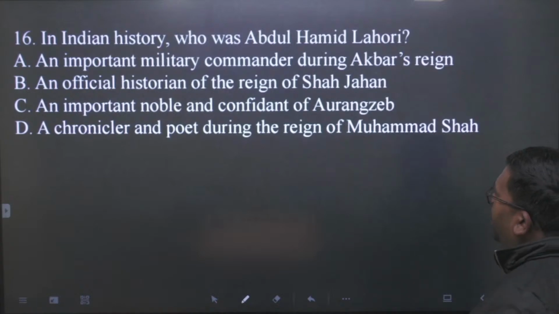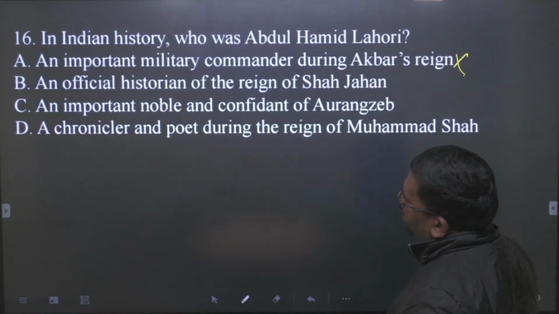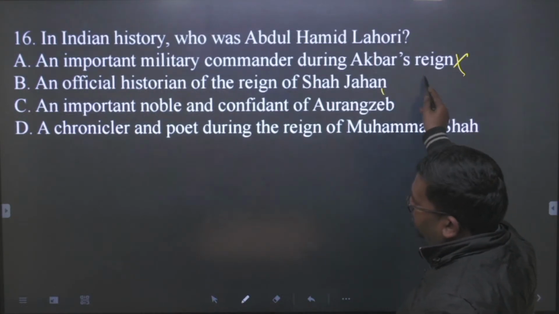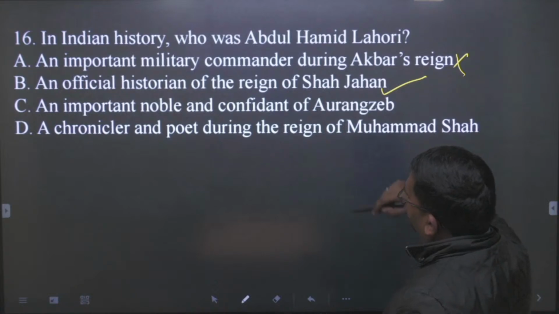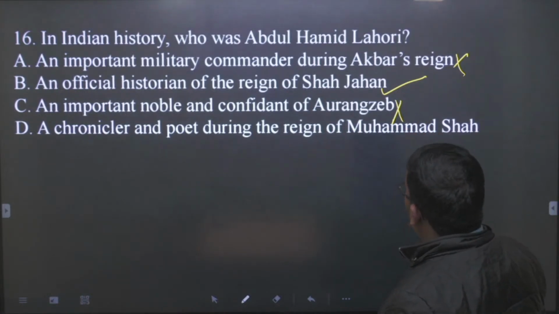An important military commander during Akbar's reign? No, he was from Shah Jahan's reign. An official historian of the reign of Shah Jahan? Shah Jahan will be the answer. An important nobleman and confidant of Aurangzeb? A chronicler and poet during the reign of Muhammad Shah?